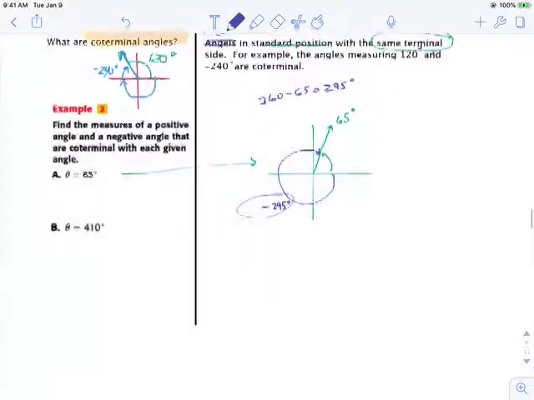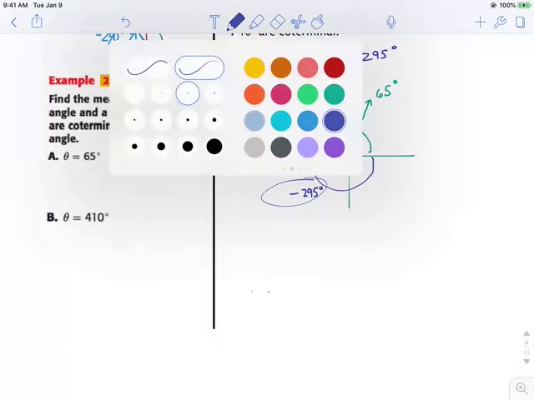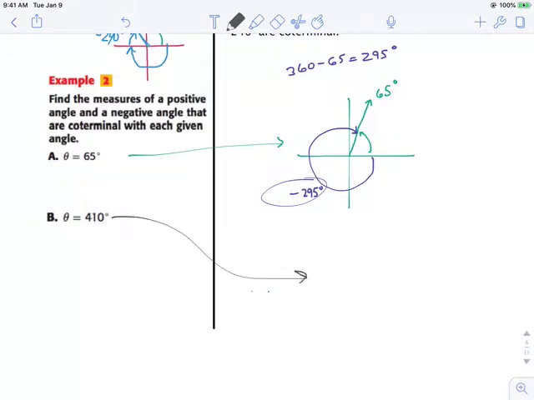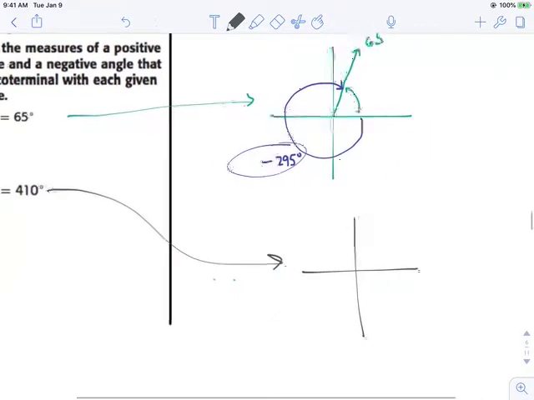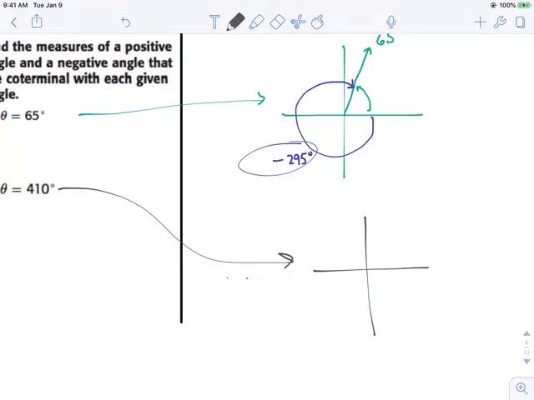Let's see here. All right, how about 410? Let's do that one. 410 degrees. And I want a negative angle that matches with it. 410, so I went 360, and then I went 50 more. So that means I'm about right here, a little bit over halfway. 410. So that's the same thing as what? 410 is the same thing as what? Give me a number in between 0 and 360.